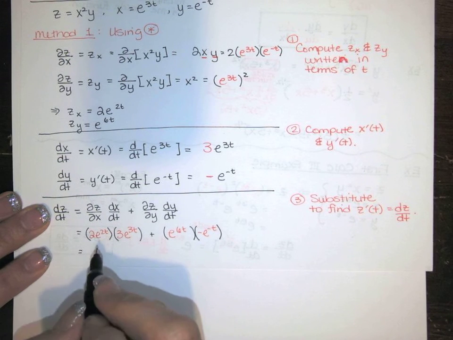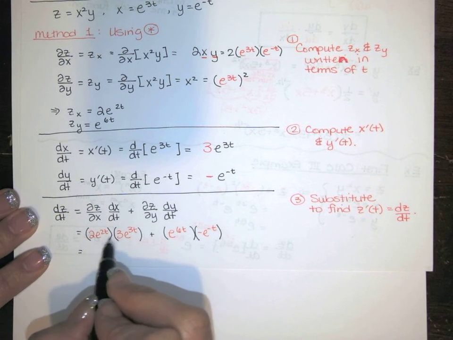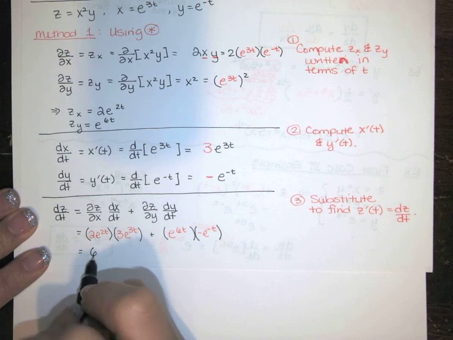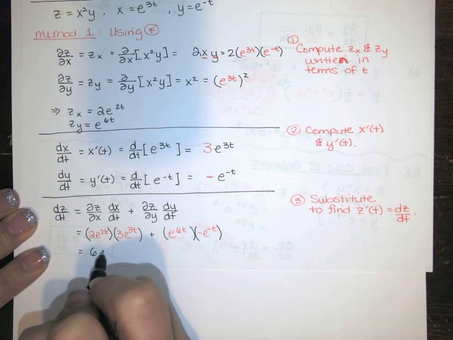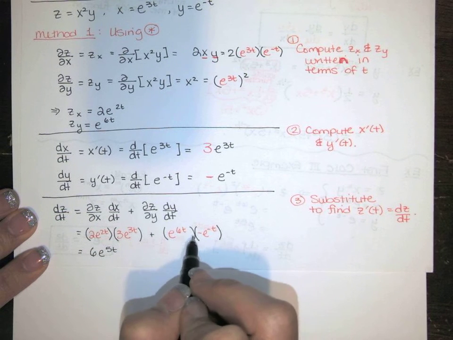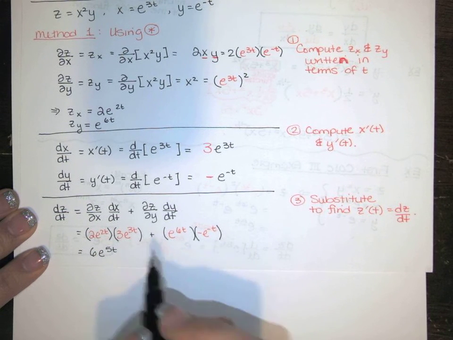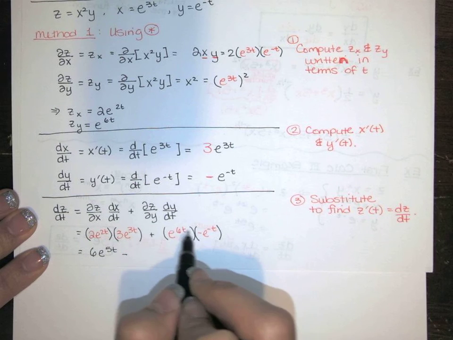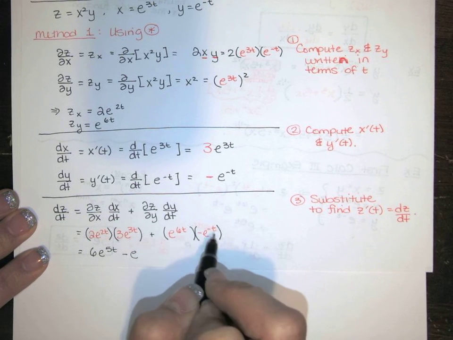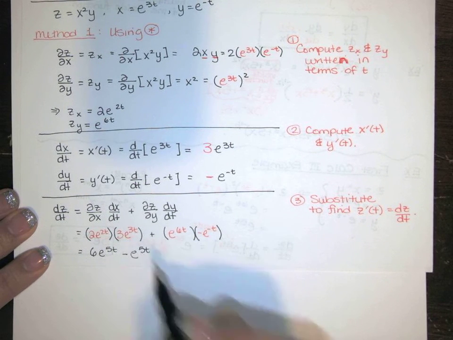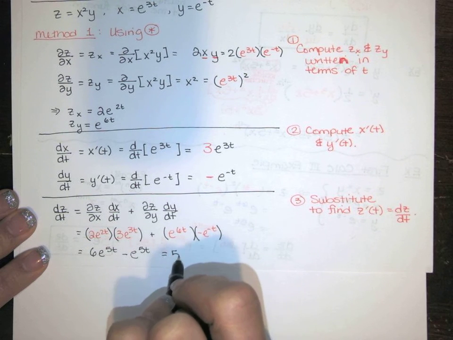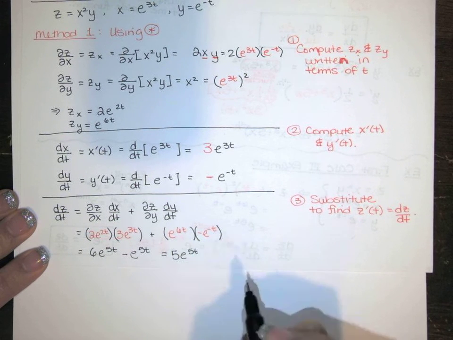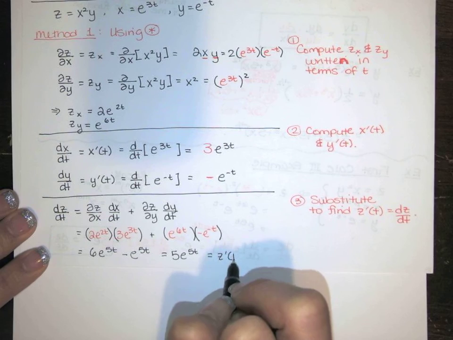Using exponent properties, first we'll multiply the coefficients. 2 times 3 is 6. Then this guy times this guy, you add the exponents. That's e to the 2t plus 3t, which is e to the 5t. Here we have a 1 times a negative 1, which is negative 1. Here, add the exponents. 6t plus negative t is 5t. If I've got 6 of these and I'm subtracting 1 of them, that means I've got 5 of them. That's my answer. That's z prime of t.